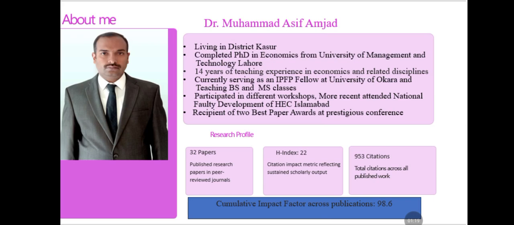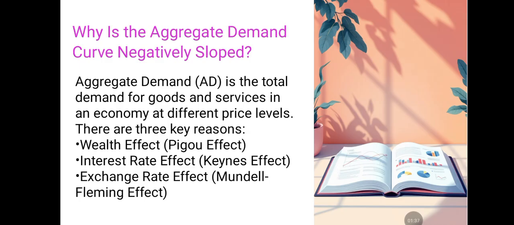My H index is 22 and my cumulative citation is more than 950, while my cumulative impact factor is 98.6. Today, the topic which I selected is why the aggregate demand curve is negatively sloped. This topic is selected from the macroeconomics book.